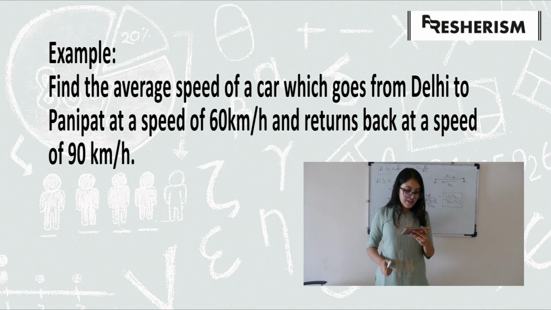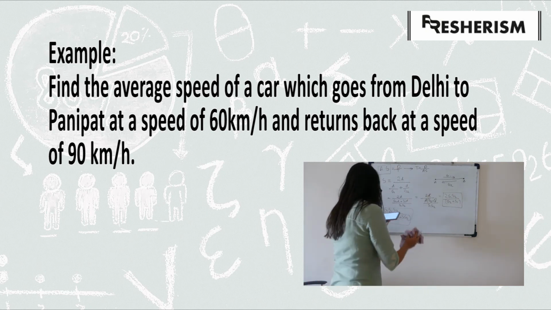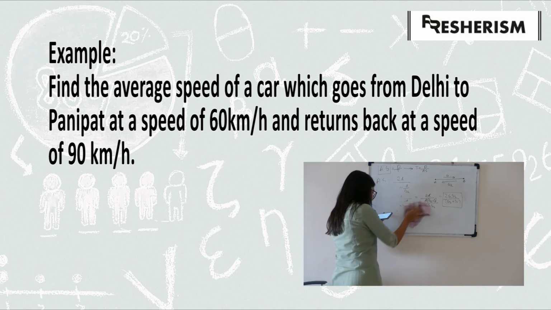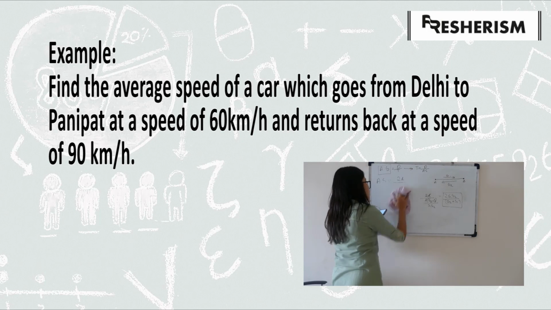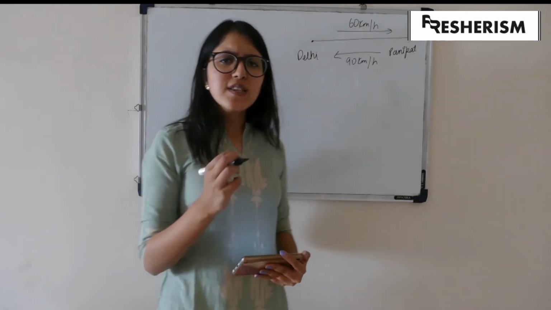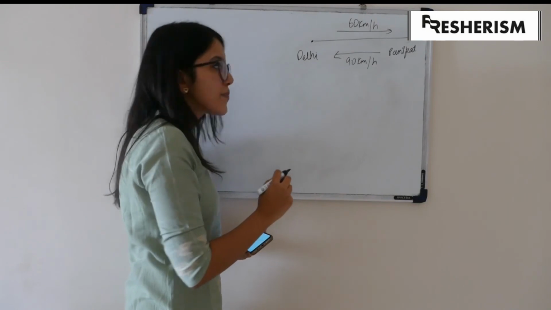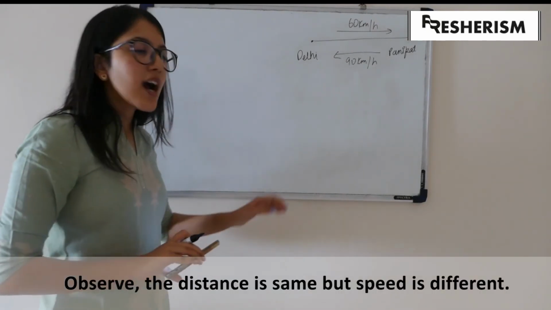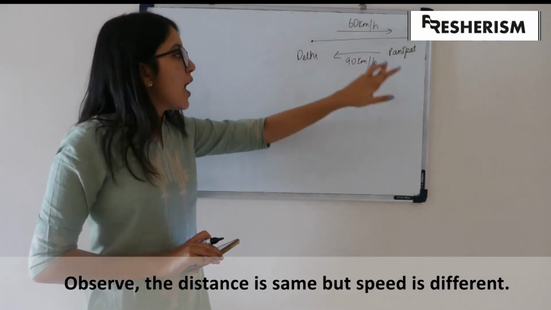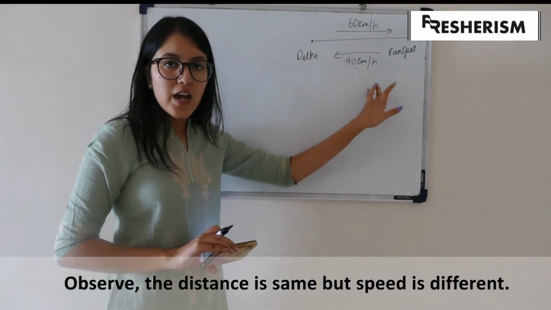The question on your screen says, find the average speed of a car which goes from Delhi to Panipat at a speed of 60 km per hour and returns at a speed of 90 km per hour. Now, let us solve this question. To solve it, first I have made a diagrammatic representation of this question to make things clear. The question tells us that the car moves from Delhi to Panipat at a speed of 60 km per hour, and while coming back, it comes back at a speed of 90 km per hour.